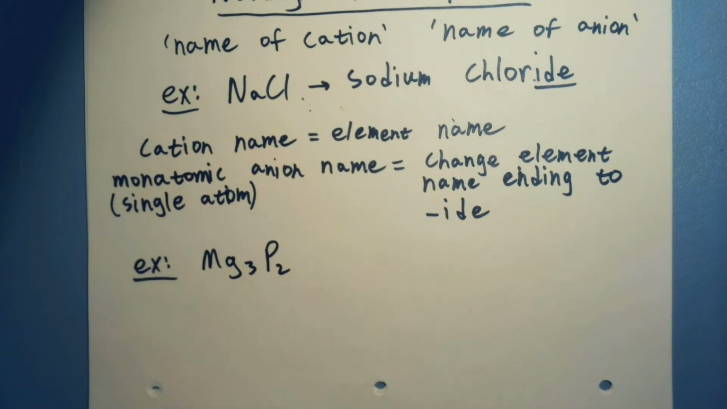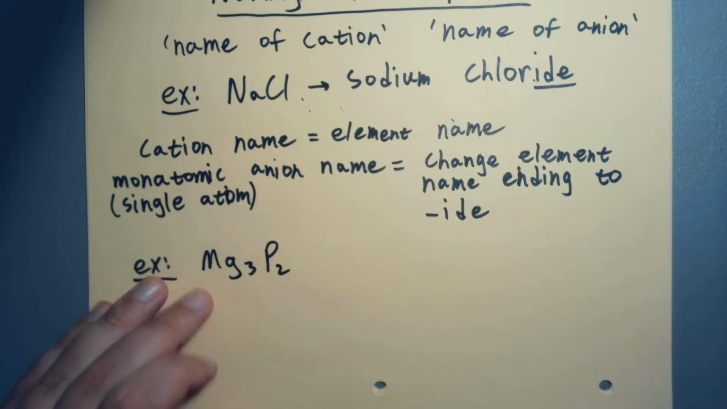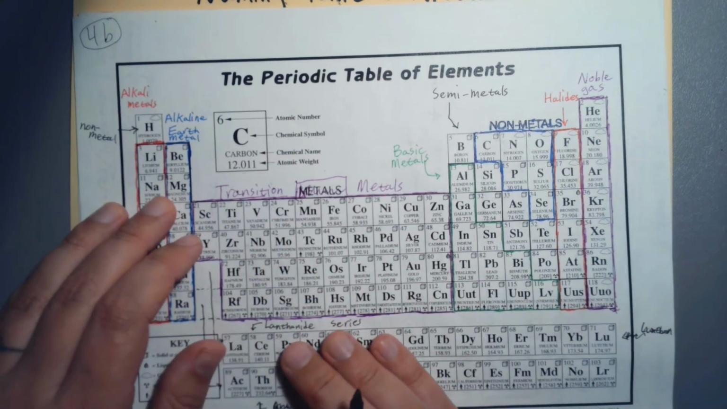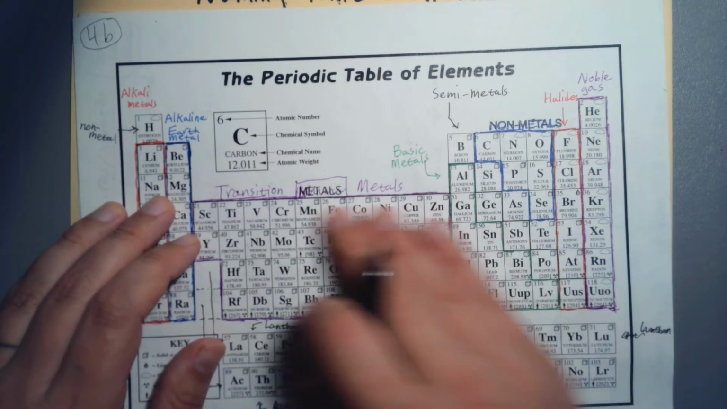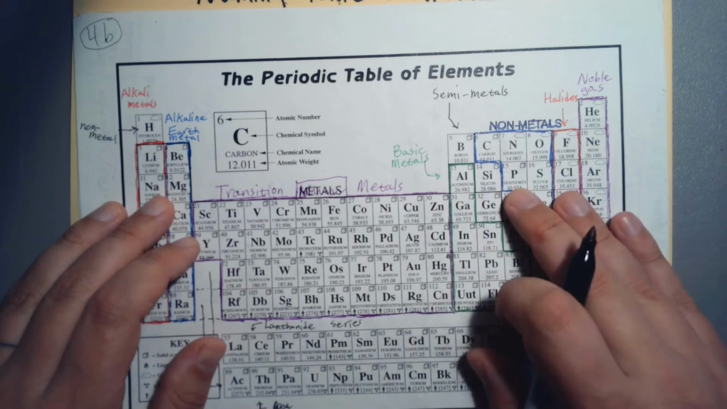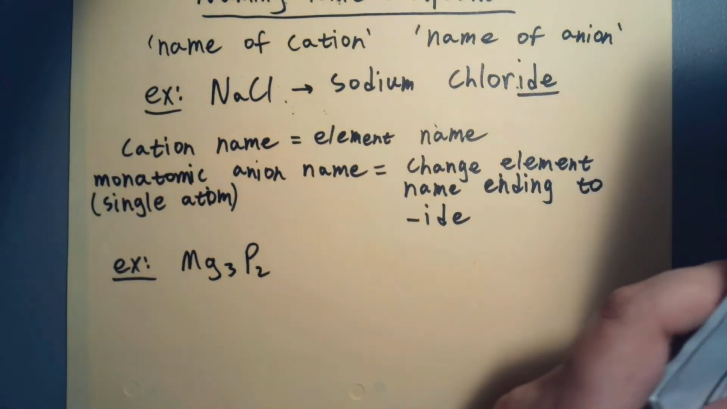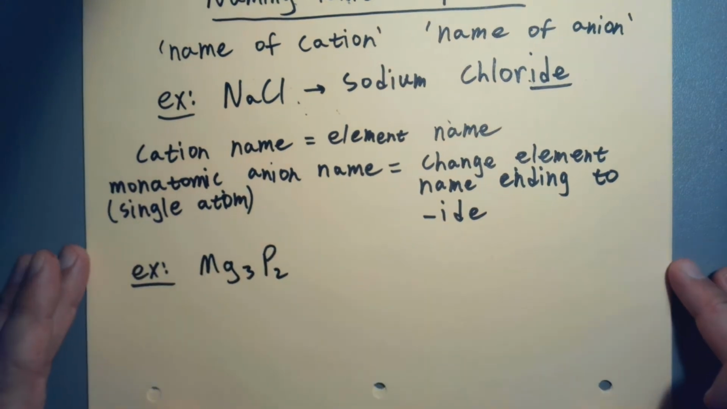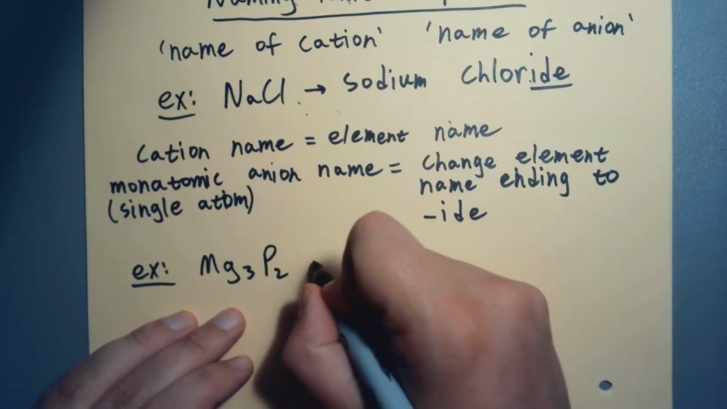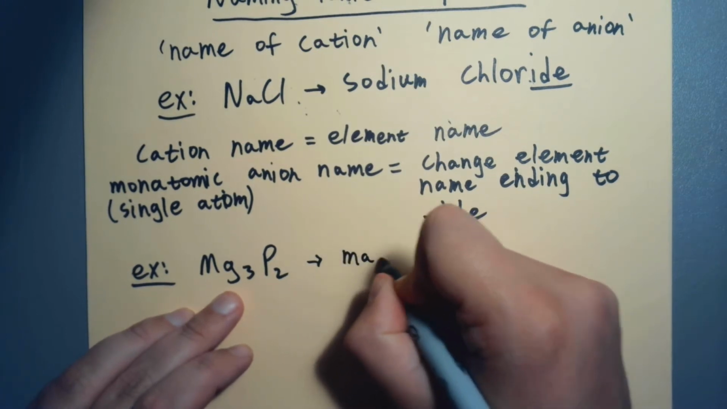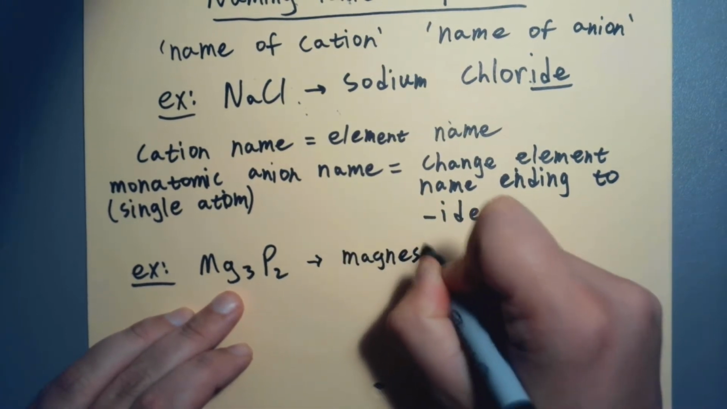Alright. So you look at your periodic table, you're like, what's Mg? What's Mg? You look around there, where's Mg? Oh, there's Mg. Okay. What's P? So Mg is magnesium. What's P? P is, oh, there it is. Phosphorus. Okay. So, when we name it, well, our cation is just magnesium. Just a magnesium ion.